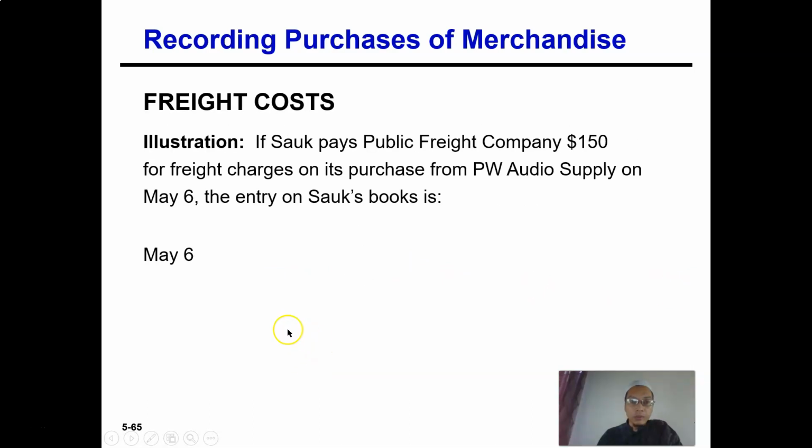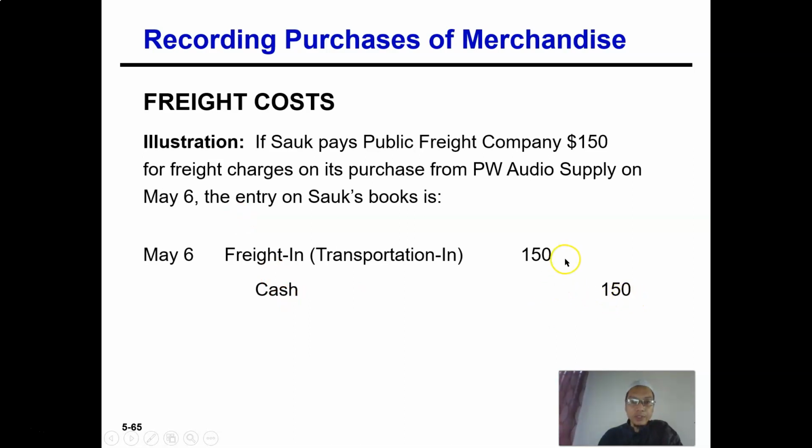3,800. Okay, when there's freight cost to be borne by the purchaser, the buyer, then the buyer should record it as a debit in freight in 150 and credit cash 150. Previously, in the perpetual inventory system, it would be a debit to inventory because we want to update the inventory cost, and of course credit cash. But here we debit our freight in account instead.